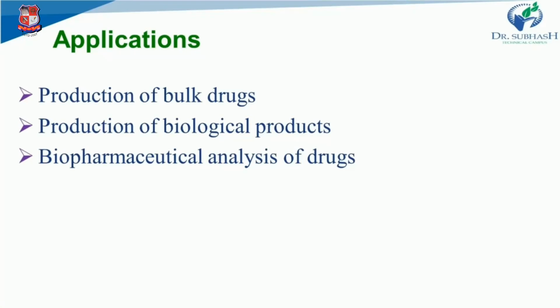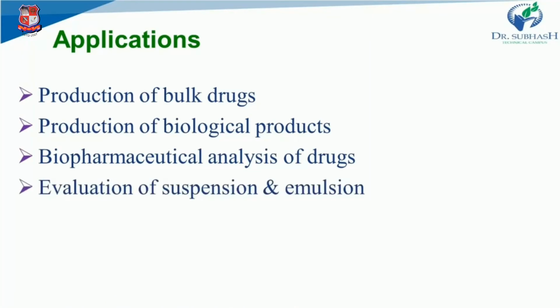This method is essential for the evaluation of pharmacokinetic parameters and bioequivalence studies. So, the most important thing here is analysis of the drugs, right? You can easily perform biopharmaceutical analysis of drugs which are present in blood, tissue fluids, urine, etc. Right? So, this method is very important pharmacokinetically and also in bioequivalence studies. Next is evaluation of suspension and emulsions. Centrifugation method is used as a rapid test parameter for the evaluation of suspension and emulsion.